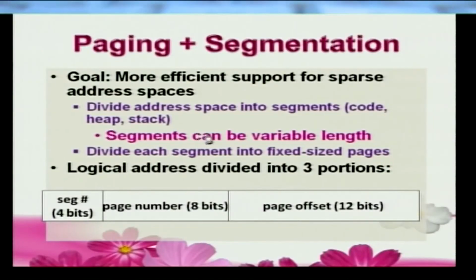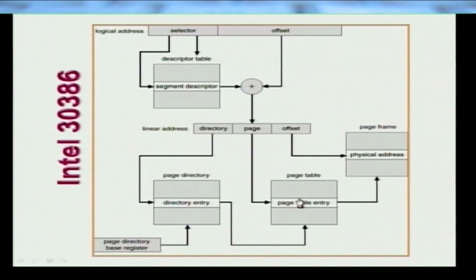The goal is more efficient support for sparse address spaces. Therefore, in this combined scheme, the logical address is divided into 3 portions: segment number, page number, and page offset. The logical address generated has the segment number and page number as a combined area and the offset as another area. We call the combination of P and S a selector. The selector loads the descriptor table, and in the descriptor table the entry of the selector is identified. The entry gives you the segment descriptor.